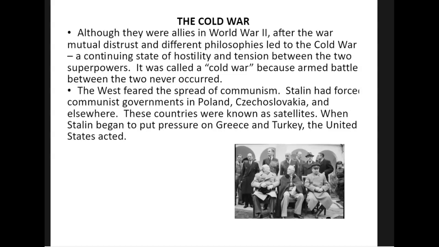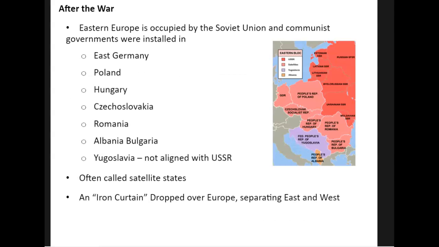The roots of this: the West feared the spread of communism. Stalin had basically forced communist governments on countries in Poland and Czechoslovakia and elsewhere. These countries were known as satellites. Then Stalin began to put pressure on Greece and Turkey, so the United States acted. Eastern Europe after the war was occupied by the Soviet Union, and communist governments were installed in the following states. You can see these all here on the map.